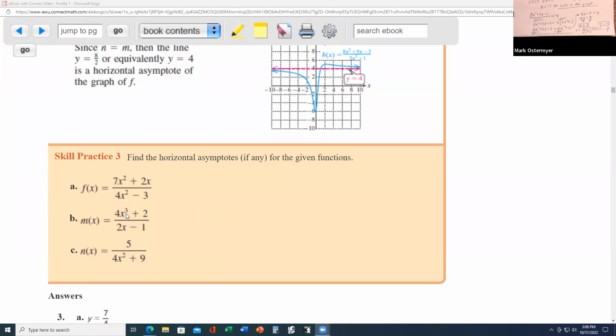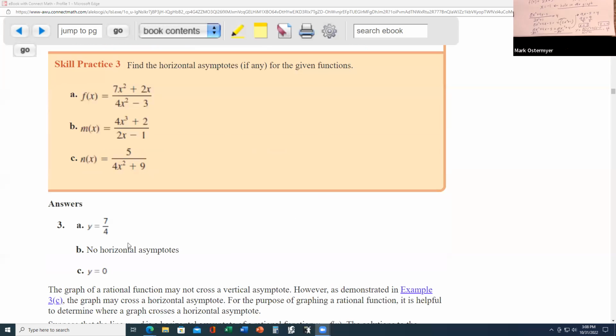For B, the degree of the numerator is greater than the degree of the denominator. And in this case, because of that, there would be no horizontal asymptote for m of x. Finally, in case C, the degree of the numerator is of 0 degree, being a constant. The degree of the denominator is 2. Since the degree of the numerator polynomial is less than the degree of the denominator, we discover that the horizontal asymptote would be the x-axis. Y equals 0 would be its equation. Did we all get those correct there? All right.